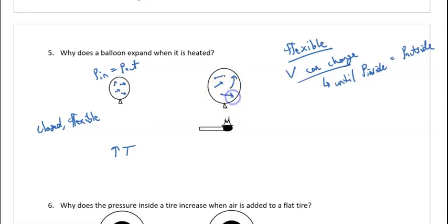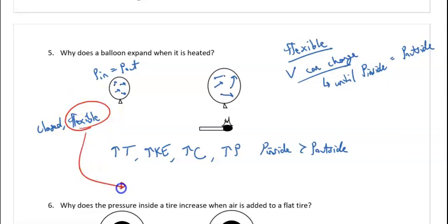The particles are going to be flying around faster and faster. That's the kinetic energy. They're going to be moving faster and faster. And if they're moving faster and faster, they're going to start colliding with the walls more frequently. And if there's more collisions with the walls, then the pressure inside is going to go up, which is going to cause the pressure inside to be greater than the pressure outside. Now, the balloon is flexible, so it doesn't want this situation to occur. So what does it do? The volume changes.